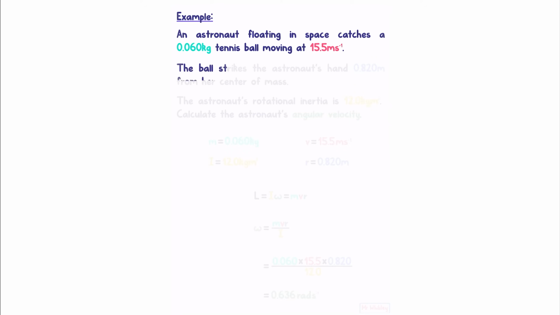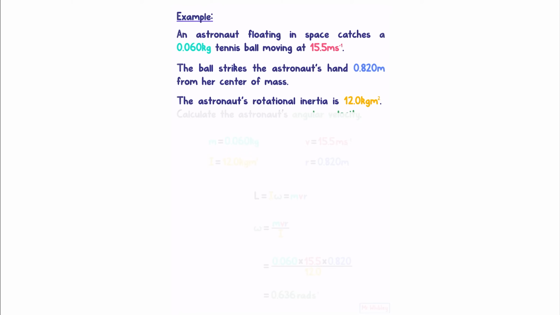Let's now use this in an example. An astronaut floating in space catches a 0.060 kilogram tennis ball moving at 15.5 meters per second. The ball strikes the astronaut's hand 0.820 meters from her center of mass. The astronaut's rotational inertia is 12.0 kilogram meter squared. Calculate the astronaut's angular velocity.